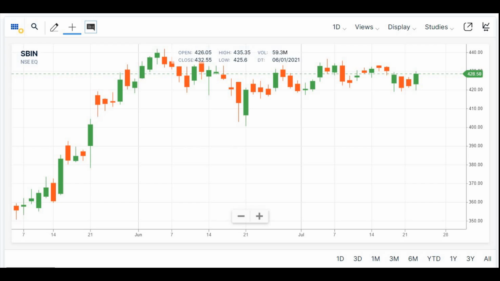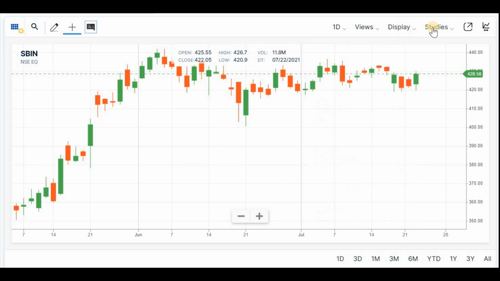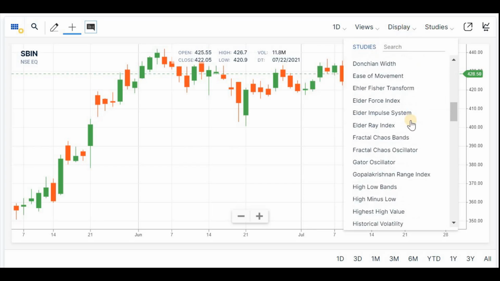So the Upstox chart looks like this. Here this is a candlestick chart. This is in the 1 day time frame. So each candlestick represents price movement in that particular 1 day. And here you can have various kinds of view displays, either candlestick chart or bar chart or line chart, or so many kinds of chart styles are available. And then studies.